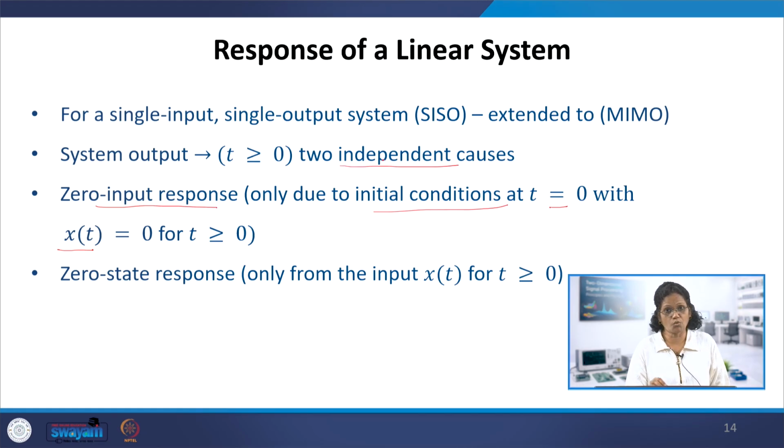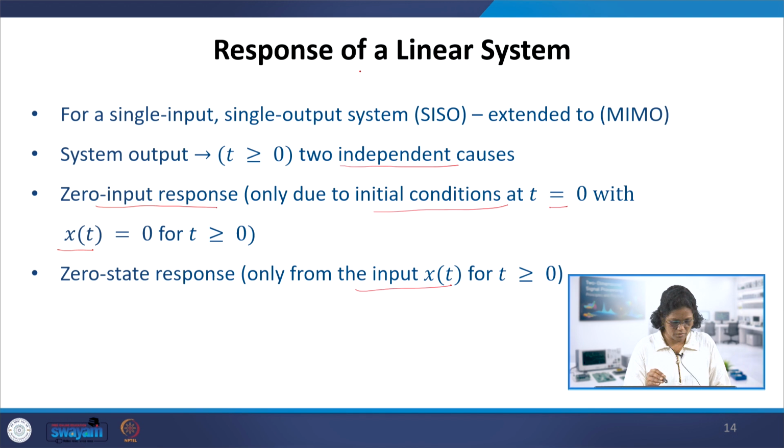As we are discussing two independent causes, the first one is the zero input response, and the second one is the zero state response. Zero state implies that all initial conditions are 0, and only the input is applied to it. The system is responding to the input applied when all the initial conditions are 0. That is only for the input x of t for t greater than or equal to 0. So these are the two independent causes.